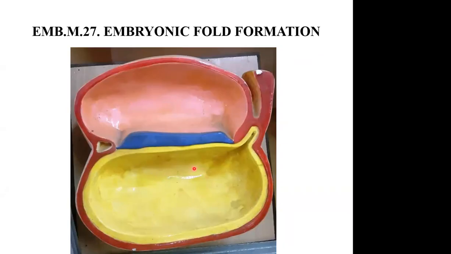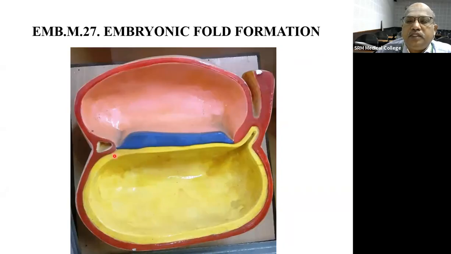What is this cavity? Yolk sac. So this is the yolk sac. This is ectoderm, this is endoderm, so the bilaminar disc. This is the amniotic cavity, and this is your yolk sac. What will be covering on the outer aspect here? Are you able to recollect?